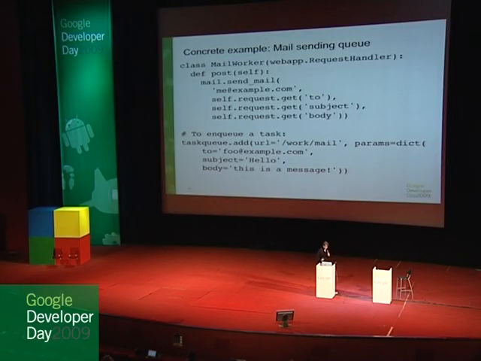Below, we have an actual task queue call. So it says task queue add, and then it has the URL of this handler, which is work mail, and then it has the dictionary of parameters, to, subject, from, and body. And that's it. That's an example.